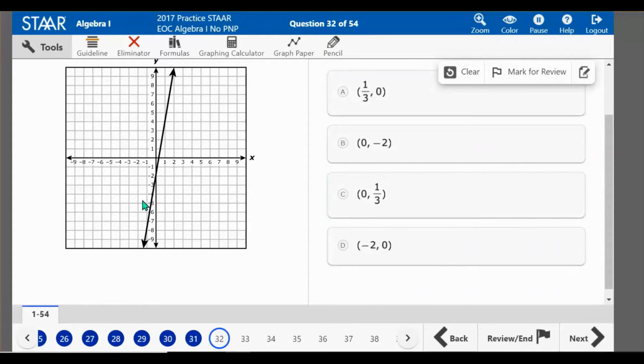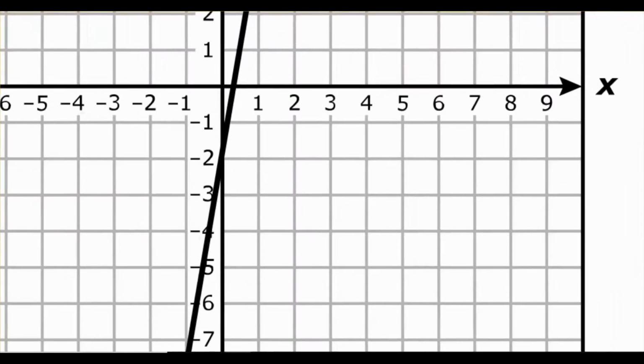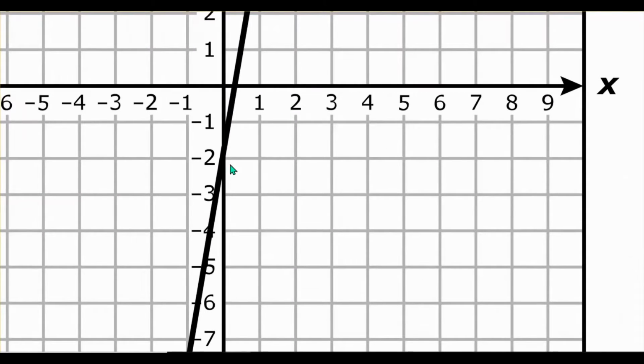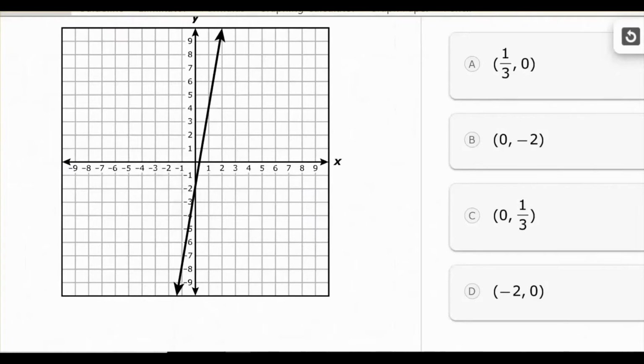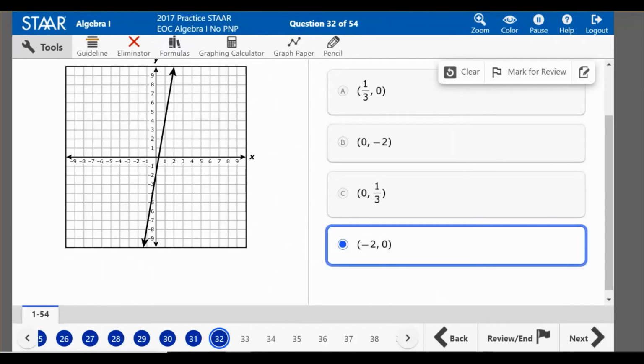So if we look at this, our graph does not even pass close to 1/3, it only passes the x-axis at 1/3. So if you look closer here, we can see it indeed does pass at -2. So our y-intercept is D, -2.